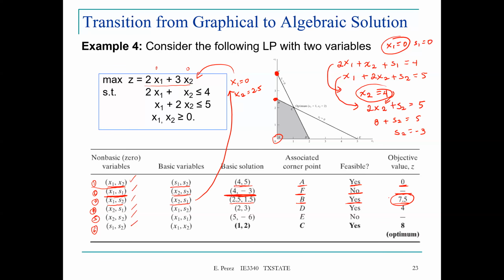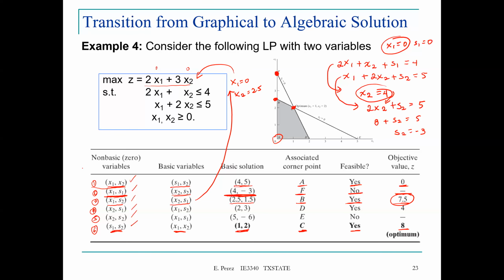The process continues till we get to the last point in which we make non-basic variables s1 and s2 and the basic variables x1 and x2. So the basic solution is 1 and 2. That's point Z, this point, which we know is the optimal solution. It is feasible. And when you substitute 1 and 2 into the objective function, the value is going to be equal to 8.